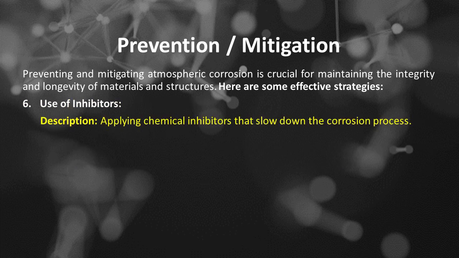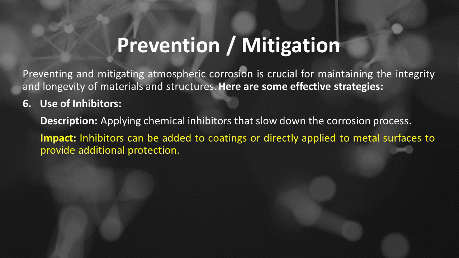Use of inhibitors description. Applying chemical inhibitors that slow down the corrosion process. Use of inhibitors impact. Inhibitors can be added to coatings or directly applied to metal surfaces to provide additional protection.